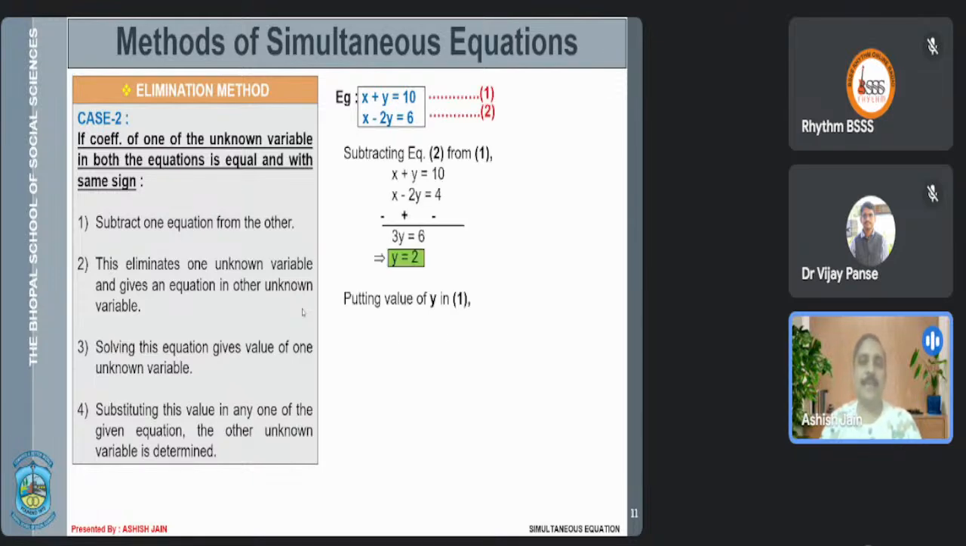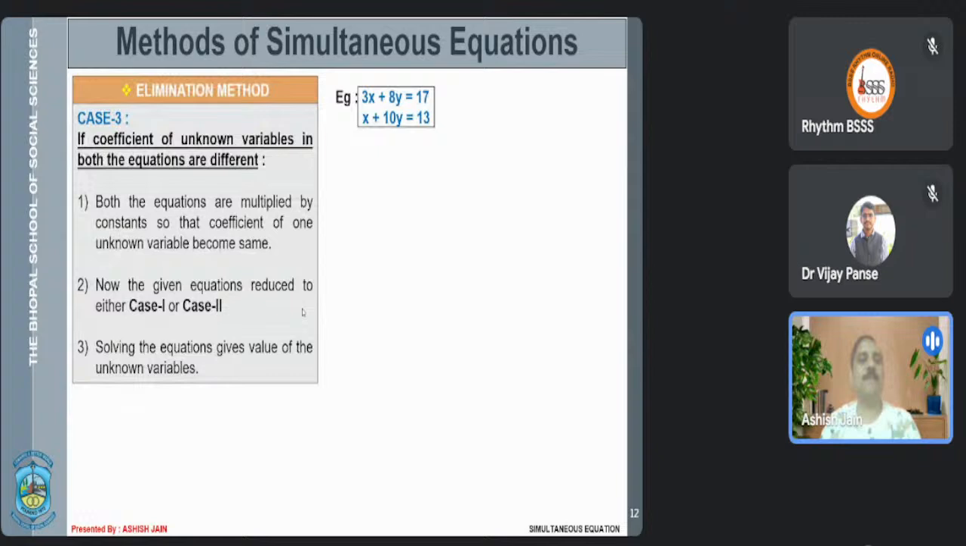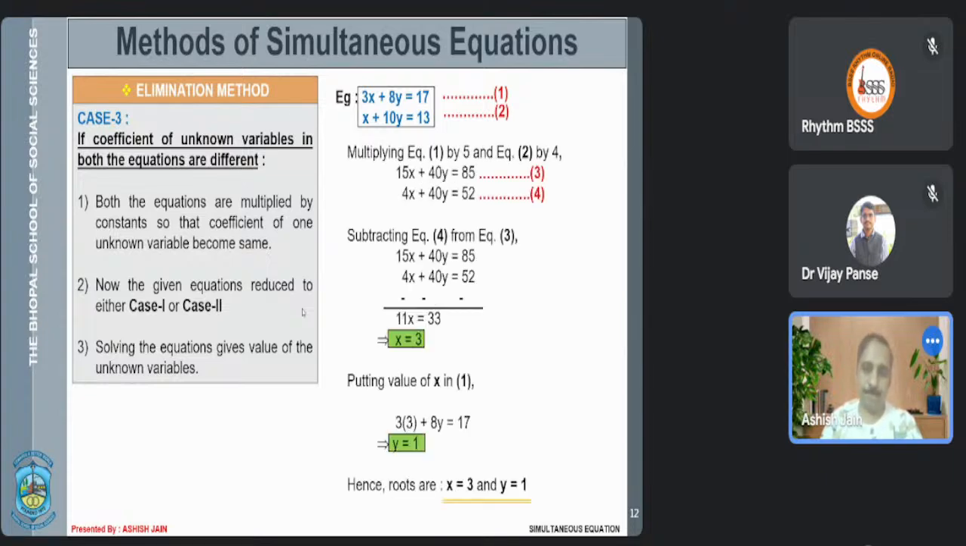And the third case is, if none of the coefficient match, we multiply both the equation by certain factors so that the coefficient of any one variable becomes same. Once it becomes same, there will be 2 cases, either it will be reduced to case number 1 or case number 2. In whichever form it changes to, we will use and solve it. Clear? So these are the methods that we use.